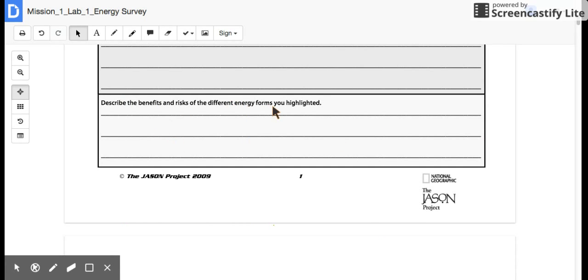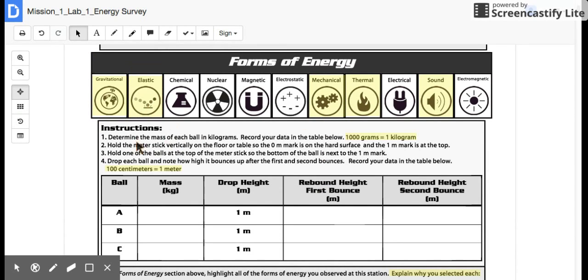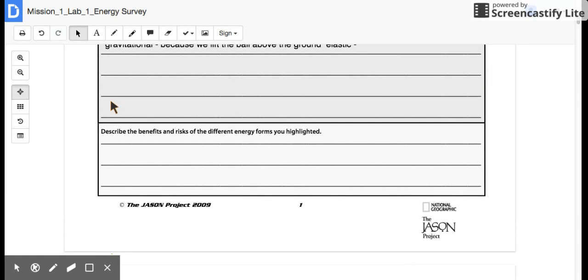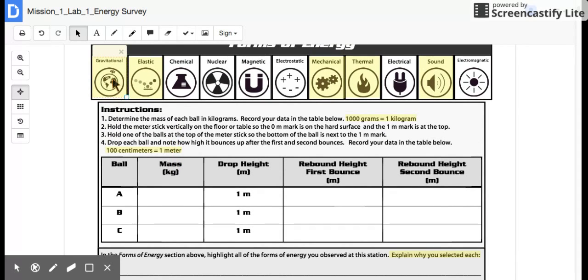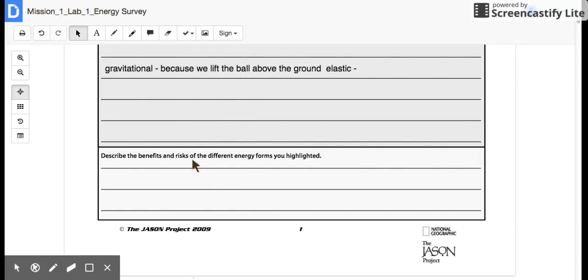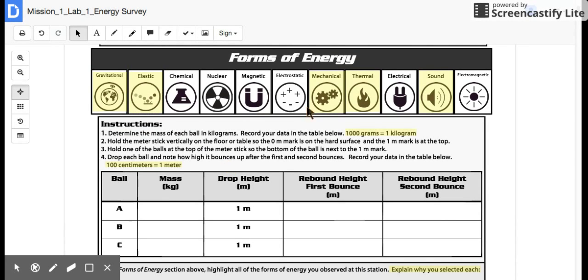Describe the benefits and risks of the different energy forms you highlighted. The good news is you only have to do that once for each form of energy. So if you describe gravitational on this page, you do not have to re-describe gravitational at any other time on these pages. So what's a benefit of gravitational energy? The gravitational energy in water, when it runs through dams, can be used to power cities. And the downside is if you're underneath a tree branch when it breaks, you could get hurt. Now, you'd also need to mention elastic, mechanical, thermal, and sound, but then you'd no longer have to do those in the future.